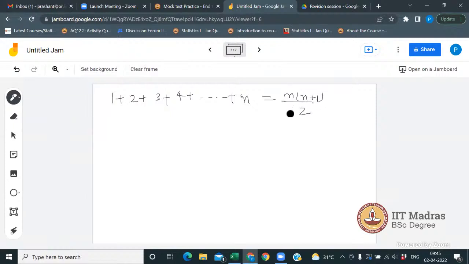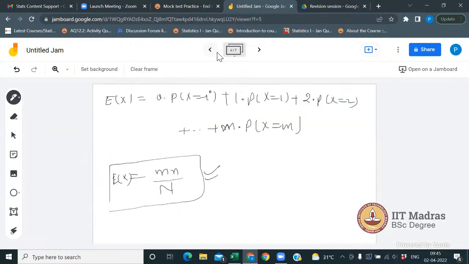Sir, can you go to the previous slide, please, for a second? This one, sir? Yes, sir. I've done so. Sir, is it clear? Yes, sir. Now we can move. I just wanted to know the expectation formula. I was noting it down. Thanks.